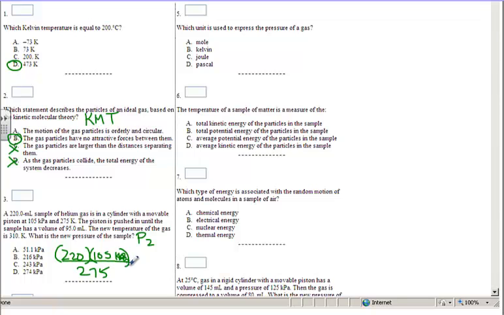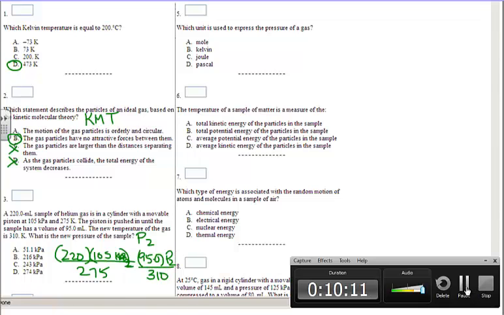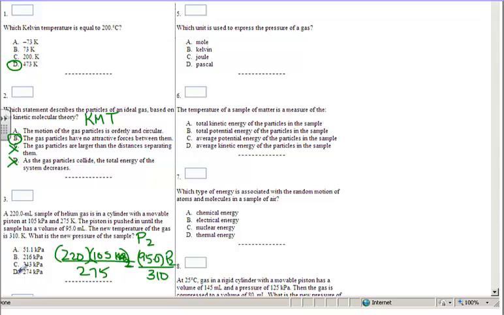Over 275 kilopascals is equal to the new volume, which is 95, times P2, that's what we're solving for, over 310. So do your calculations, come back and find the correct answer. Okay, so you should get 274. D is the answer.